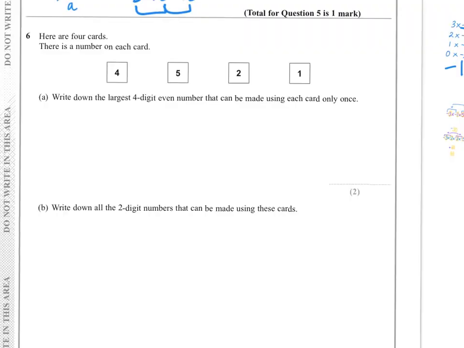Question 6. There's 4 cards and you have to write down the largest 4-digit even number. Well, if there's 4 digits, then this would represent the thousands column. This would be the hundreds, the tens and the units. So we would have to place the 5 here to make the most thousands possible. So we want the answer to be 5,000 and something. Then we'd have to put the 4 here next because we'd want 400 at least. That would be the most hundreds we could make.